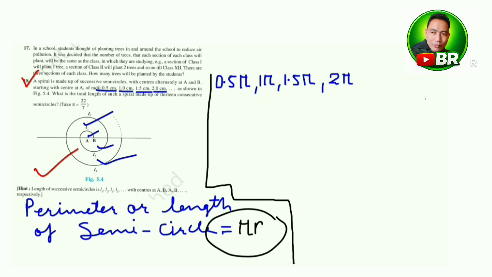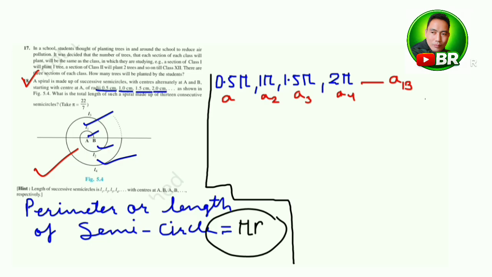Okay, students, in this way here we have made an AP, right? And in this AP, this is first term, second term, third, fourth term, and here is written there are 13 consecutive semicircles. So it goes till A13.